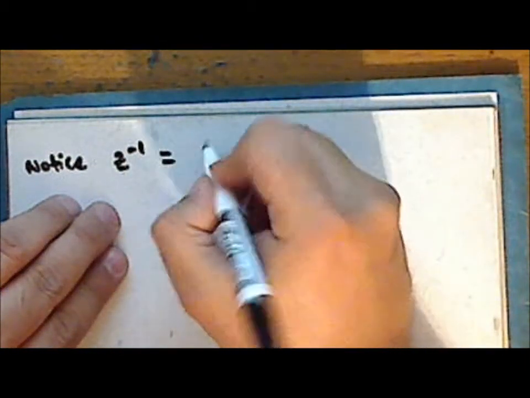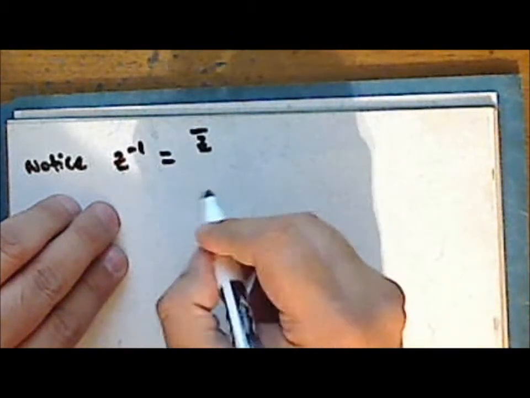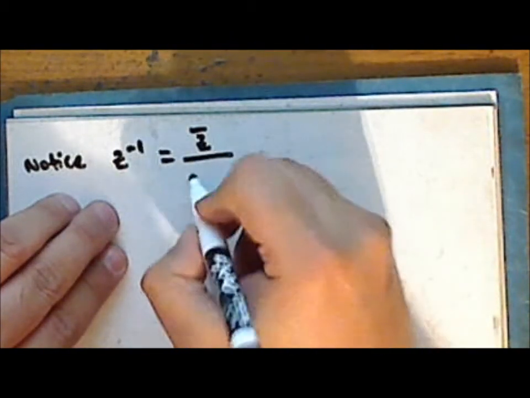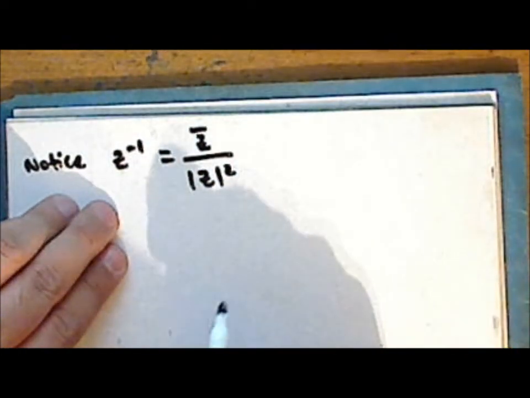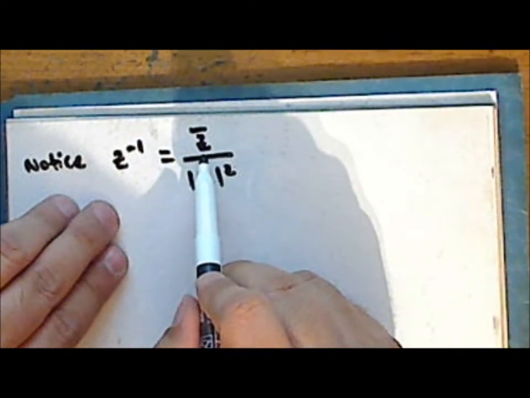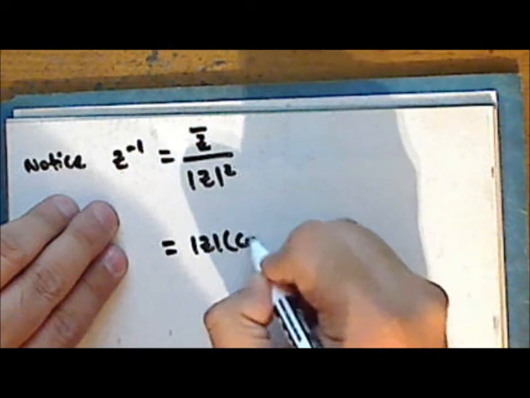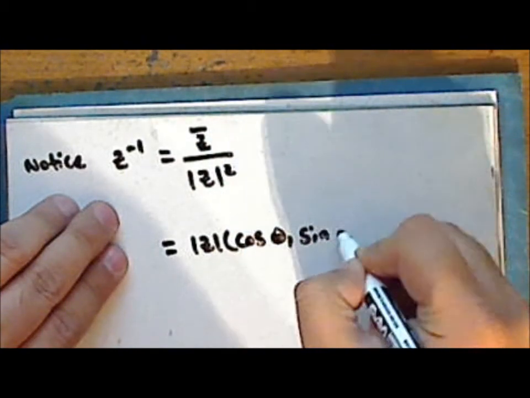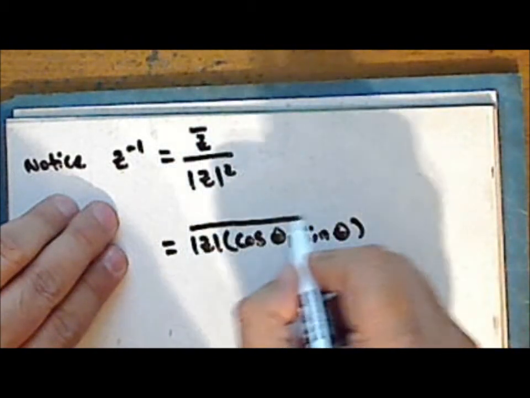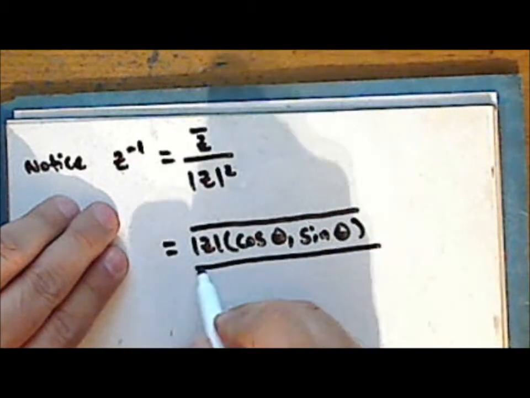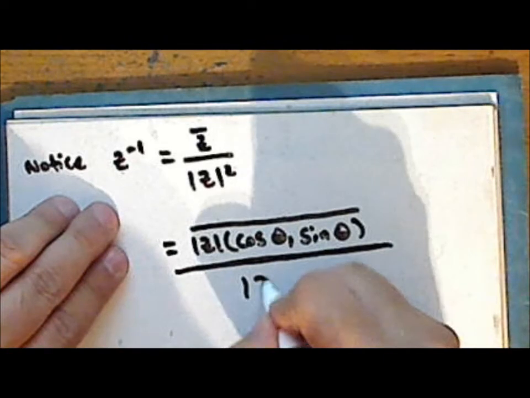So first, notice that z to the power of minus 1 is the inverse of z, or the reciprocal. This is the conjugate of z divided by the square of the modulus of z. So if we restate the complex number z in trigonometric form, we have the modulus of z times the ordered pair cosine theta, sine theta, and we are still dealing with the conjugate, and we divide this by the square of the modulus of z.